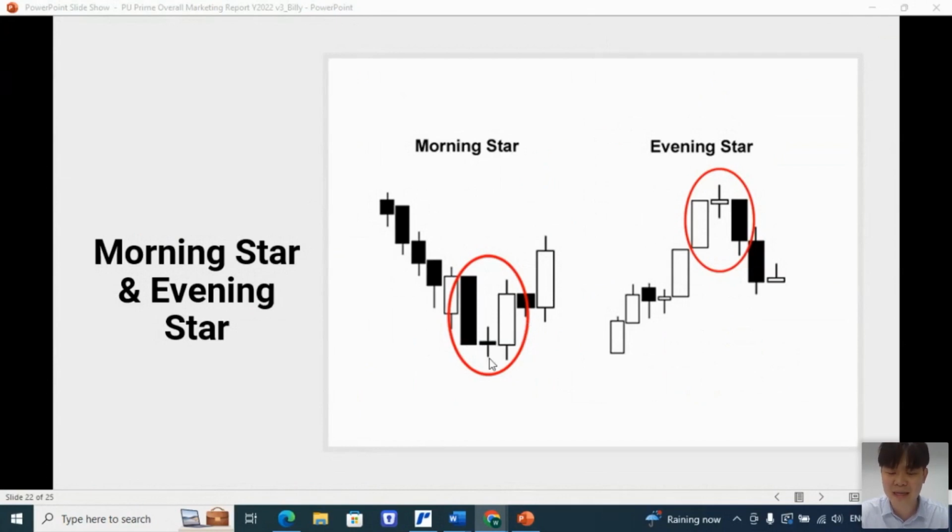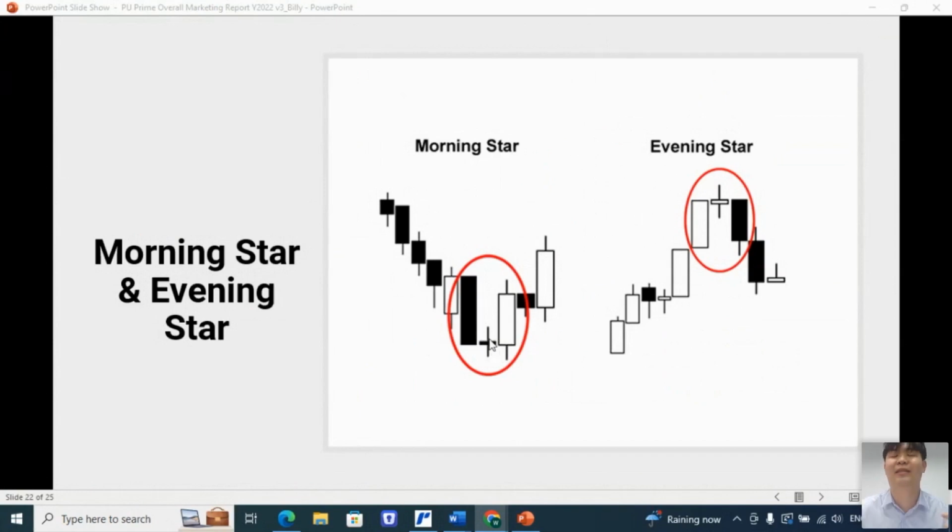So the body is very, very small. This is what we call the body. The body is very, very small, and then the shadow is very, very long. So this is the T. You can see that this whole candlestick here is mostly determined by the shadow. So things happen. This is also another signal for the trend reversal.